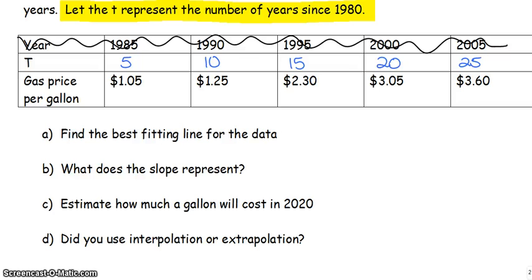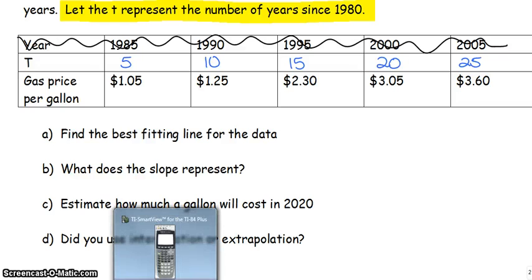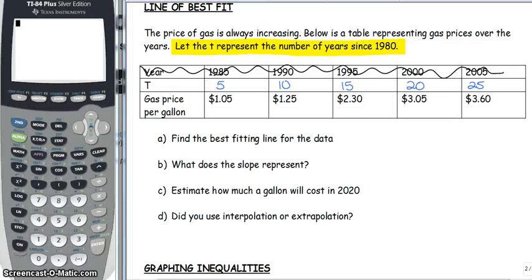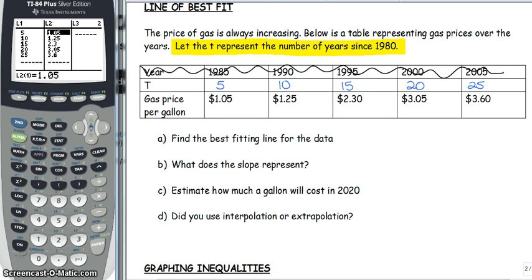So what we want to do is find the best fitting line for the data. So this is where we pull out your calculator. To enter your data in, hit Stat. We want to edit our data, 1. I already have my data entered in, so press pause and go ahead and enter your data in. Once you're done, press play.